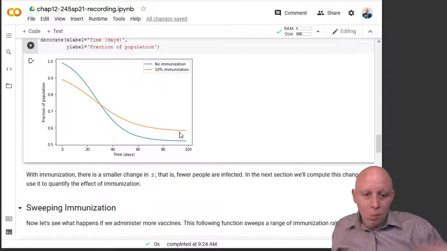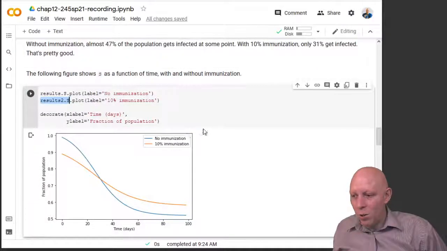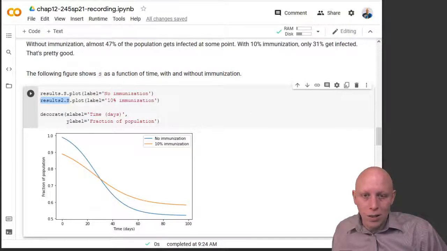All right, so next time what we're going to do is say, what if it's not 10%? What if it's some other percentage? And then how does that affect the number of people who got infected?